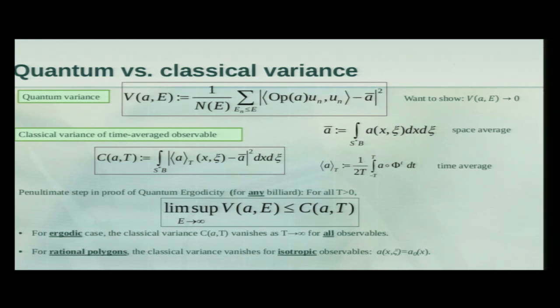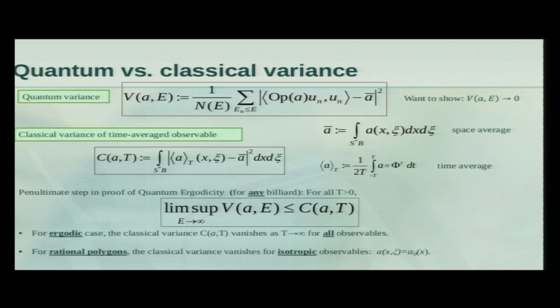Now, the key step in the proof of quantum ergodicity is the statement that the quantum variance is bounded by the classical variance. Here I'm taking a limit of large energy, so I'm averaging over all eigenfunctions, and here I just take a fixed time. Now, for an ergodic system, the classical variance goes to zero. That's a statement that almost all orbits are uniformly distributed for any observable. What's special about rational polygons is that if you look at observables which depend just on position but not on the direction, then it's still true that the classical variance disappears.